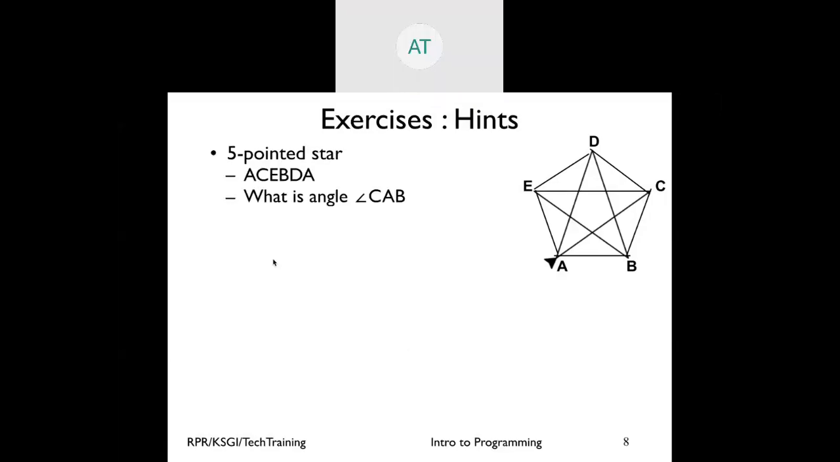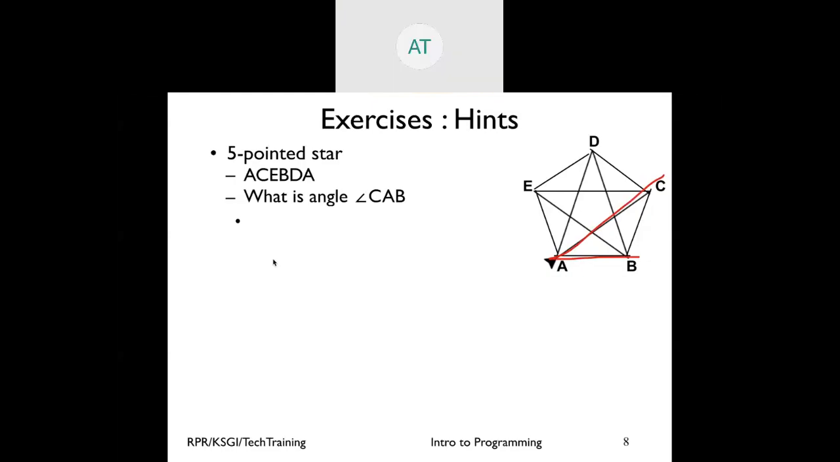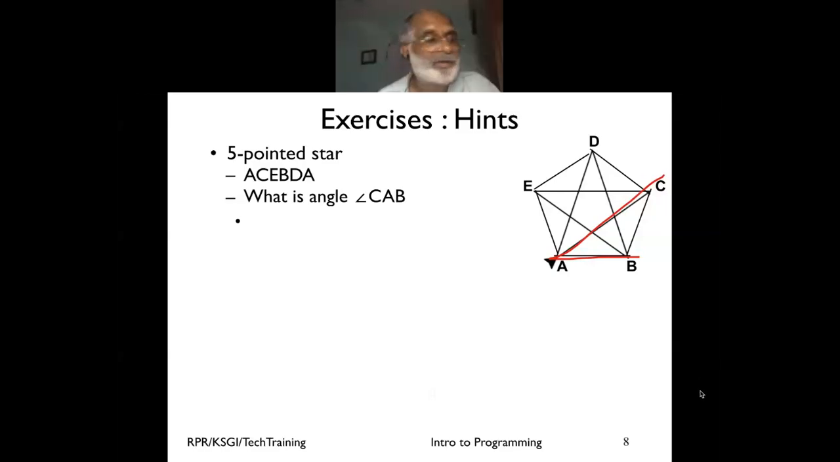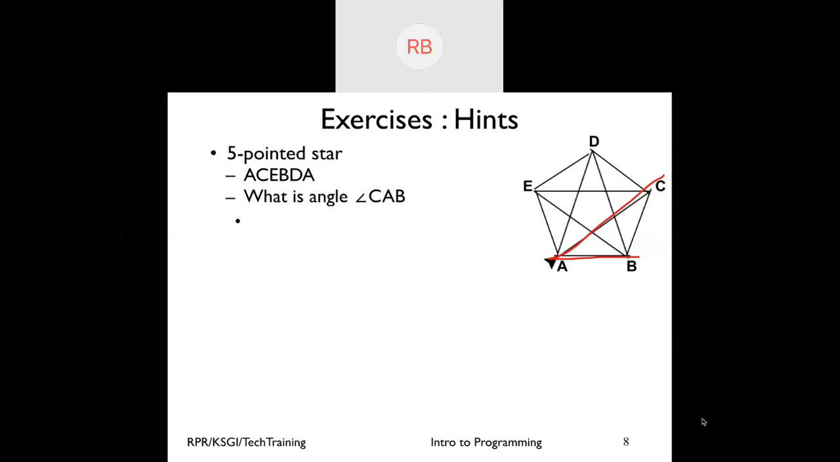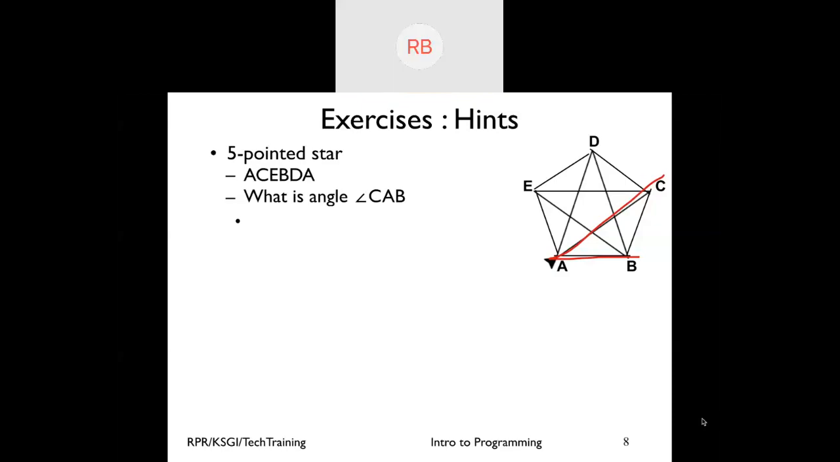That's okay. Now, what is the angle CAB? When I'm saying CAB, what is this angle? 60? No, 72. Oh, CAB, sorry. It would be 30. 45. Give me the right answer, guys. Give me the logic.